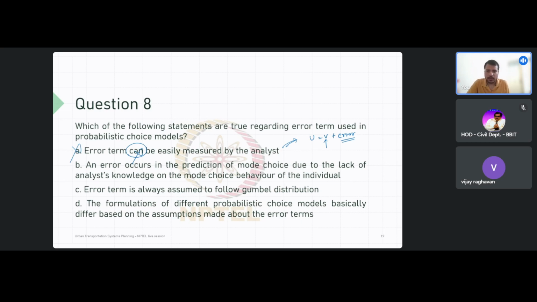Then we have an error occurs in the prediction of mode choice due to the lack of analyst's knowledge on the mode choice behavior of the individual.